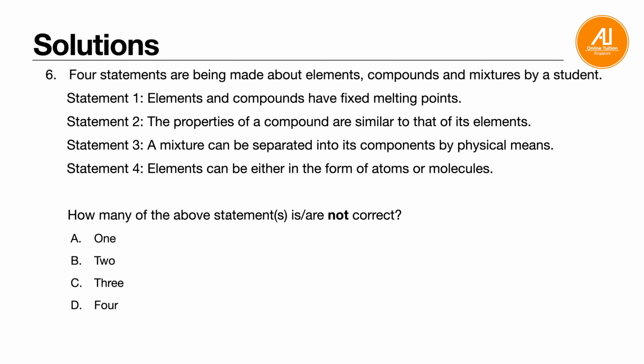So how many of the above statements are not correct? Okay, not correct, meaning they are wrong. Okay, let's look at one by one. Statement 1. Element and compound have fixed melting point. This is correct as they are pure. Okay, so you can put a tick.